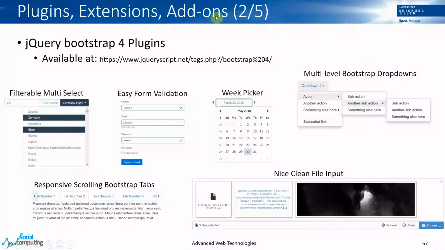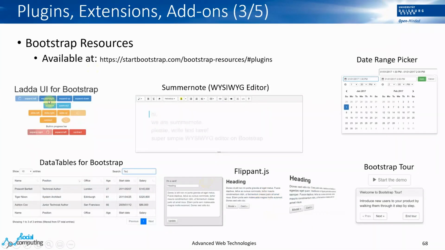For example, using the jQuery Bootstrap 4 plugin, these are very top plugins that you can see. For example, a multi-select drop down menu which allows you to filter also, form validation, week picker. So normally you can have a date picker, but there is a week picker available developed by someone. Multi-level Bootstrap drop down menus, file picker. So there are different plugins available created by different developers, open source plugins that you can use in your project. So for example, from Bootstrap, these are different kinds of plugins.